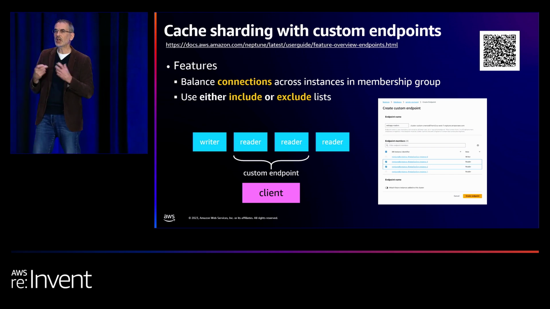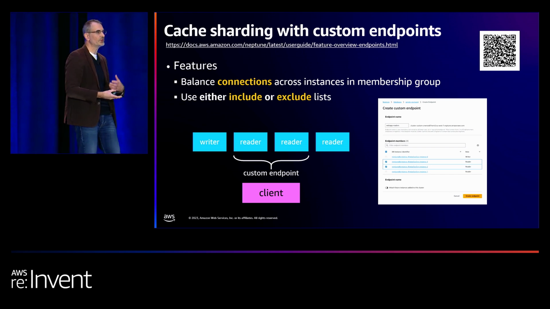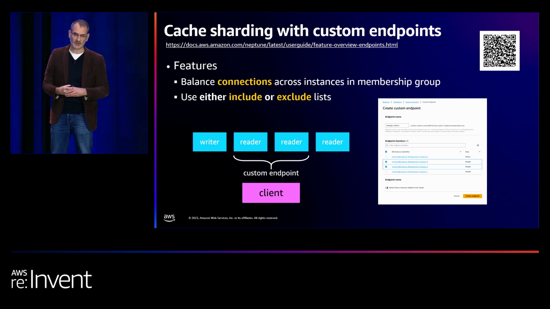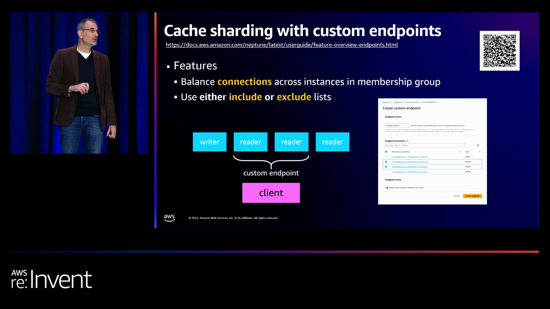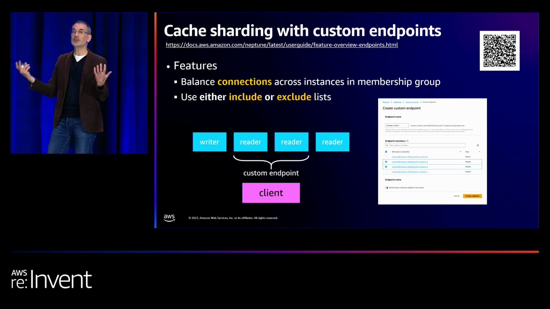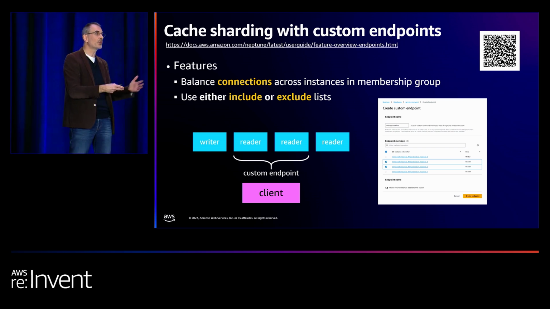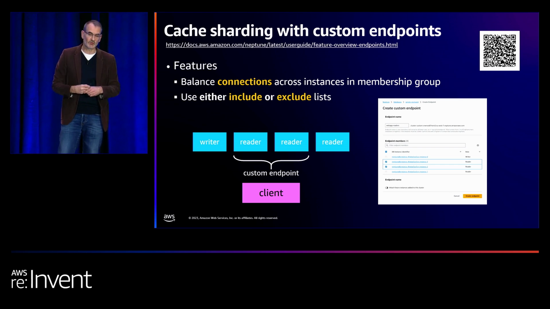You get a couple of very simple controls in terms of defining how you create these custom endpoints. You can use include lists or exclude lists. I could create a custom endpoint that only includes those two readers. I could create a custom endpoint that includes the primary and a reader. So I can utilize the primary. If it's underutilized for writing, I might want to include it for servicing some read requests.